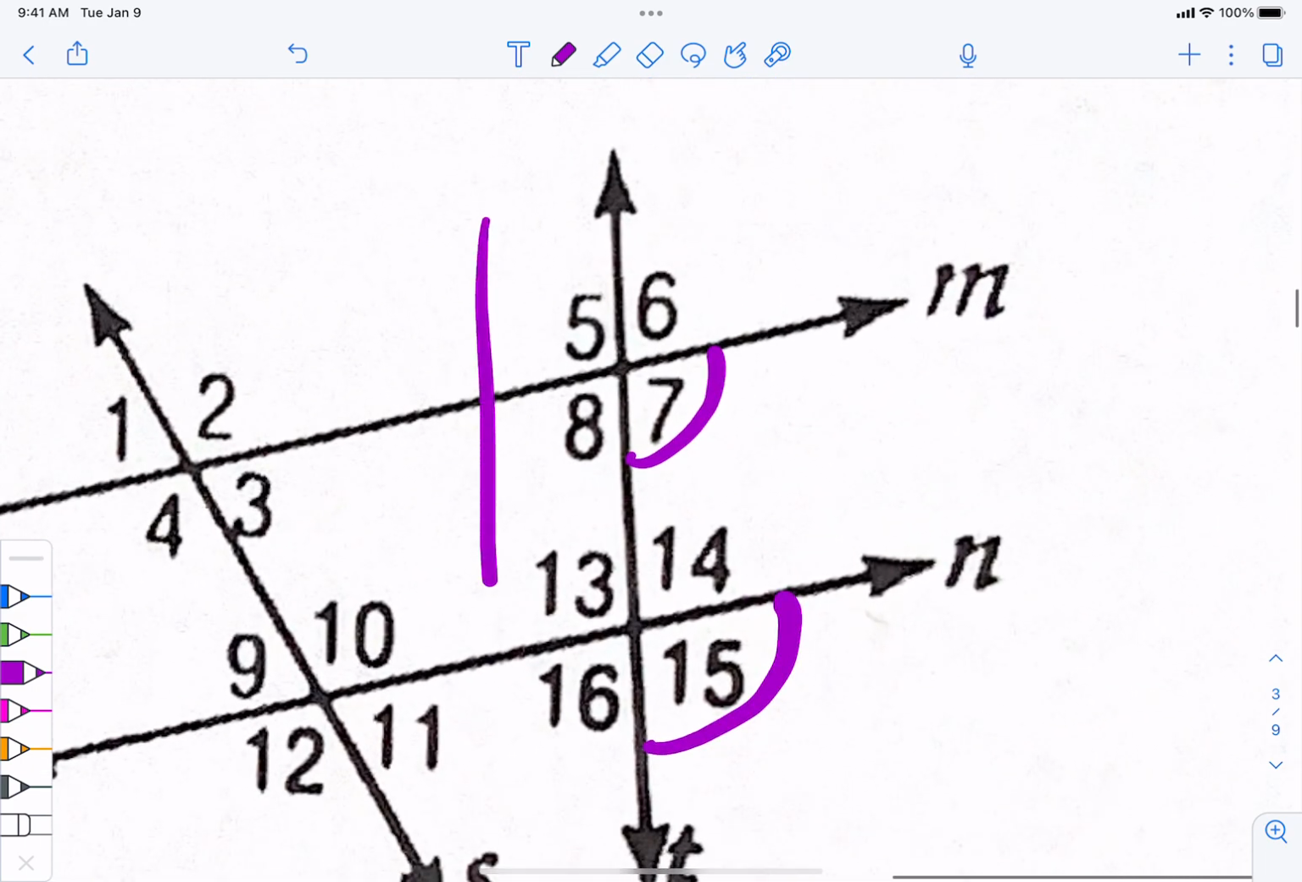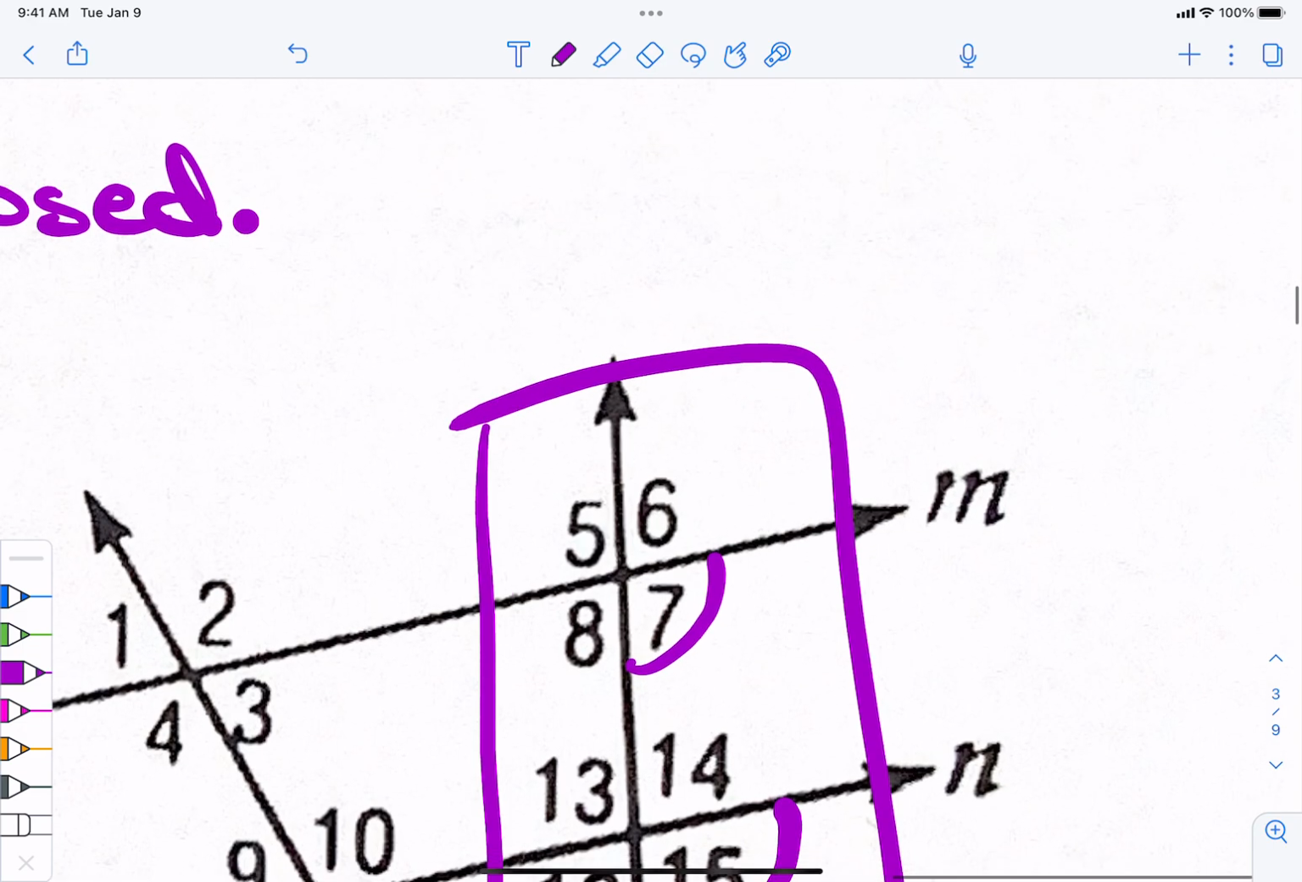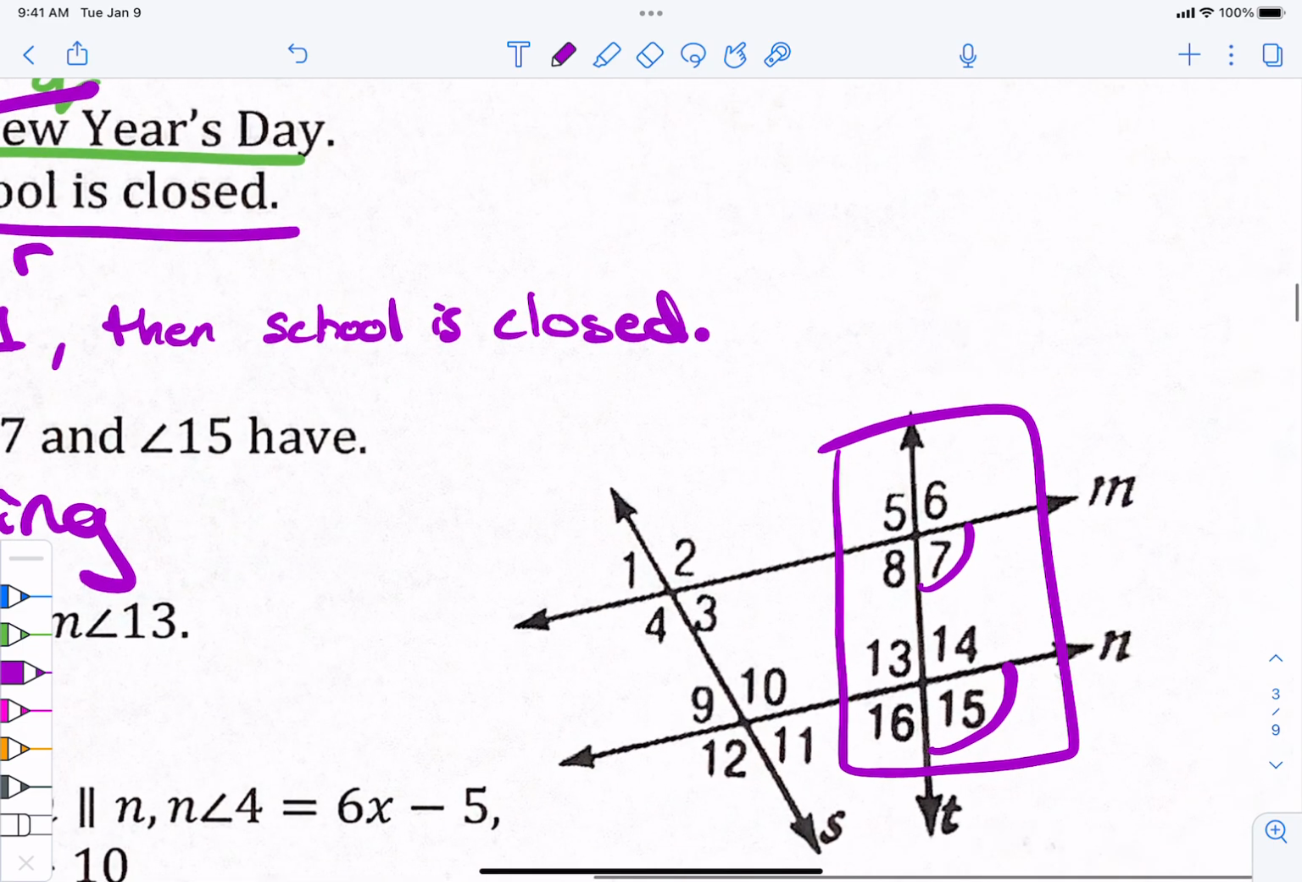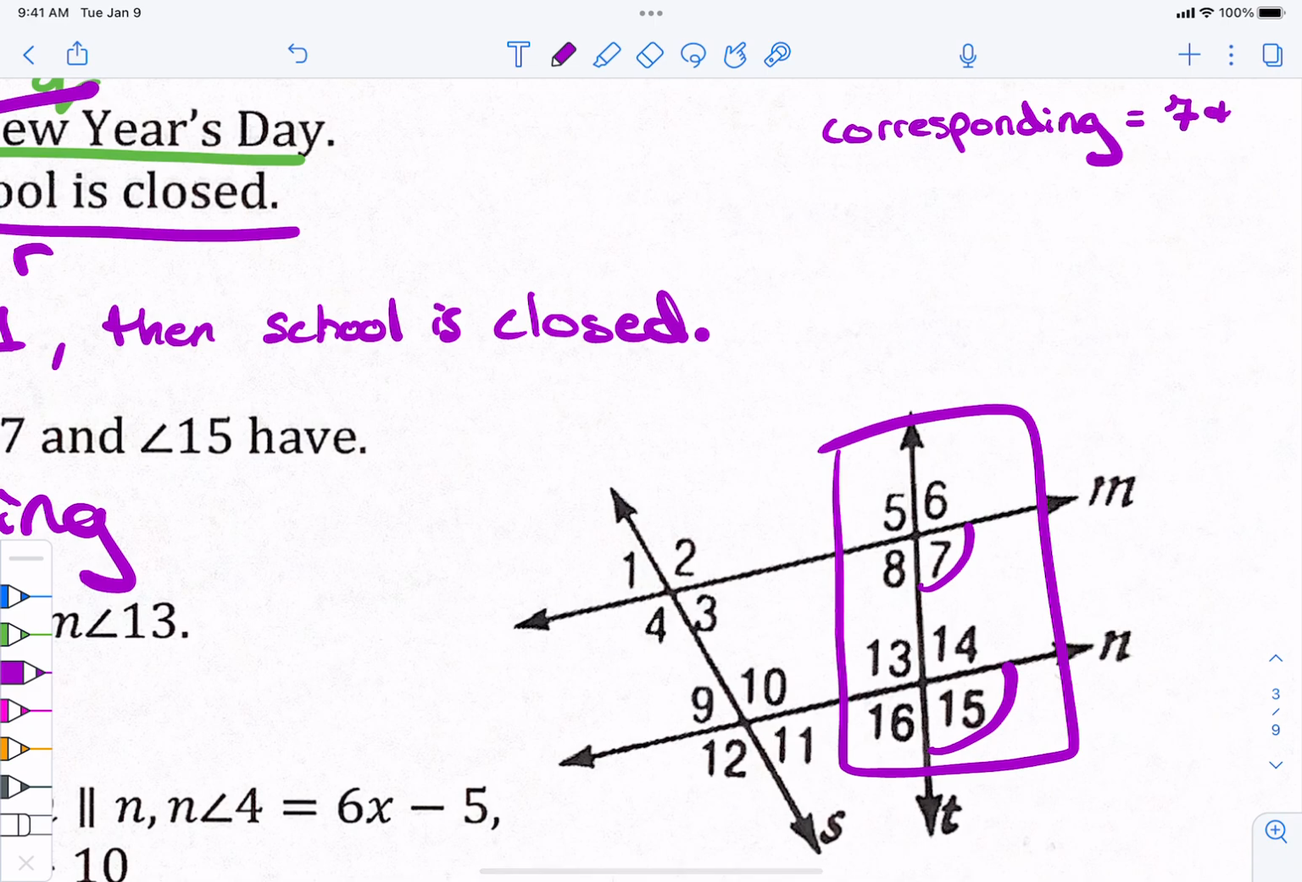All right, so let's just look at this segment right here, okay? We said corresponding was angle 7 and 5, or 7 and 15. Okay? What's another thing that we could have? Alternate interior. Let's do alternate interior. Give me a set of alternate interior. 8 and 14, sure, or 7 and 13. I'm just going to list one of them to save space.